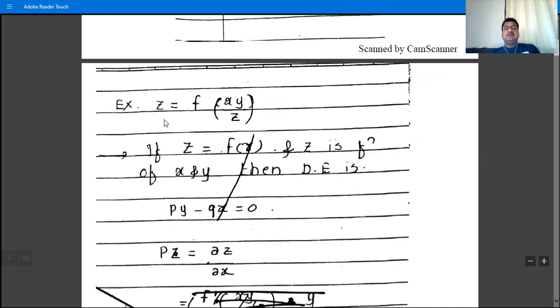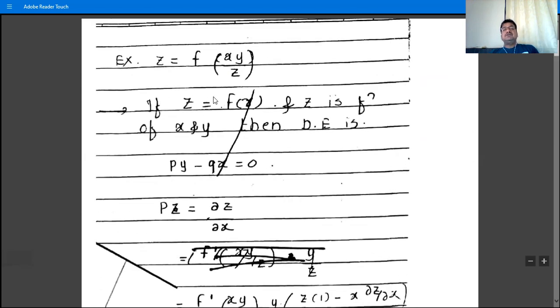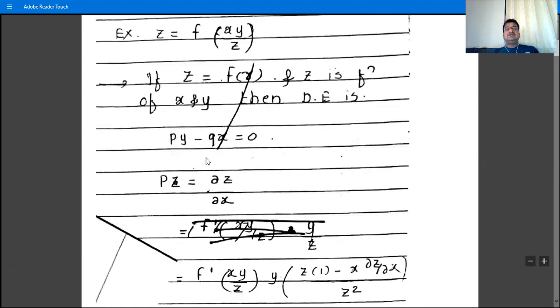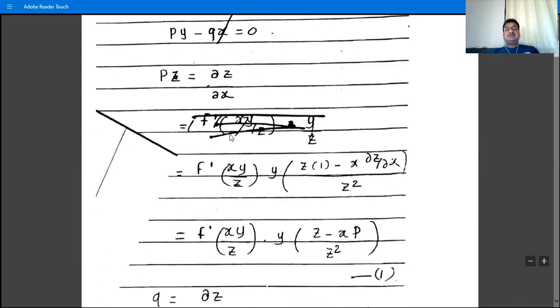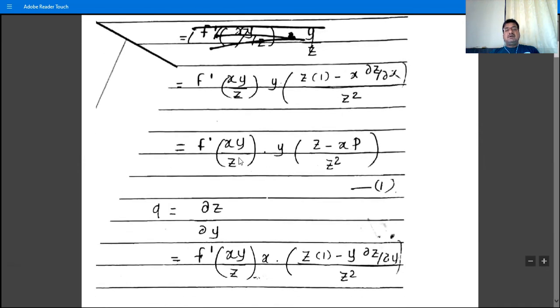So next example, z is equal to f of x into y by z. So it is not of the type f of u, v is equal to 0. So we have to form the corresponding partial differential equation. So differentiate with respect to x and y. So the step is what? Differentiate this equation with respect to x and y. We have to eliminate this small f.